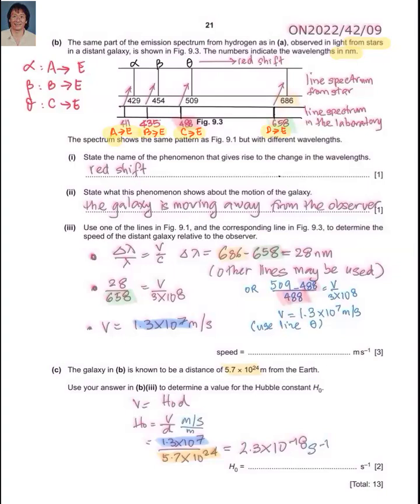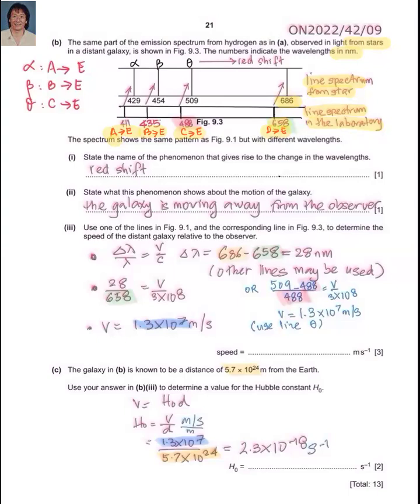You can see that this is a line spectrum from the star, and this is a line spectrum from Earth. You can see that each line has shifted to a larger wavelength. 658 has moved to 686, and 486 has moved to 509, and 435 has moved to 454, and 411 has moved to 429 in the distant star. The lines are the same, so the lines have just moved to a larger wavelength.